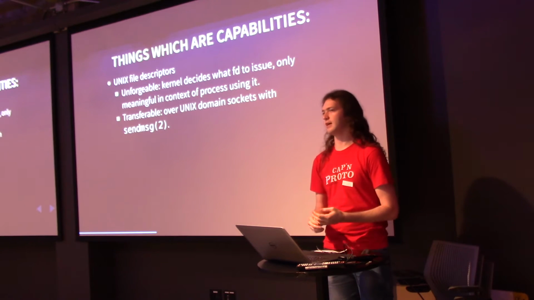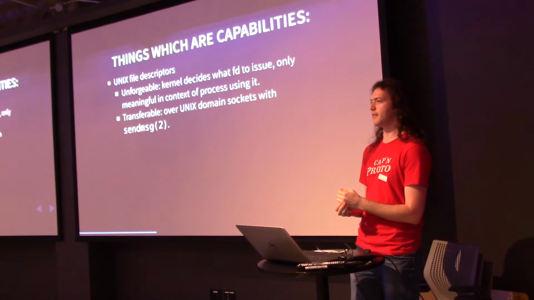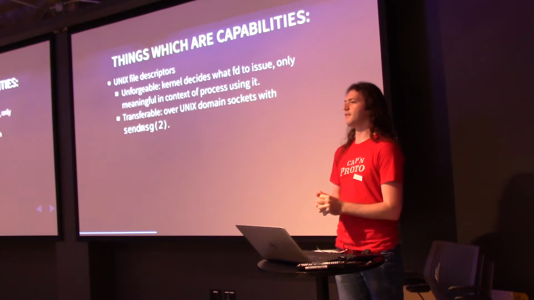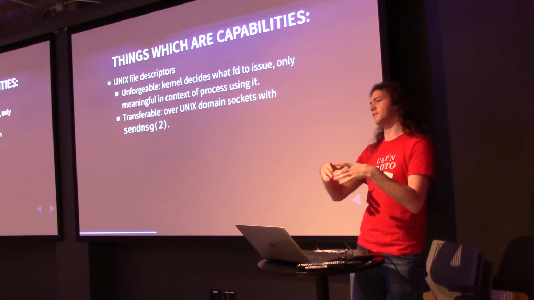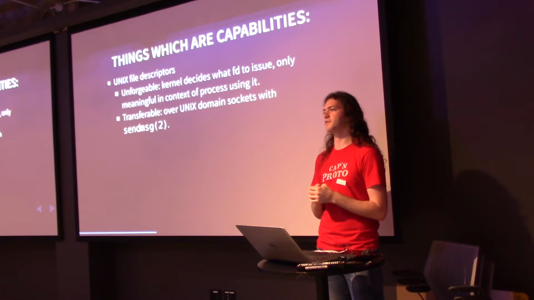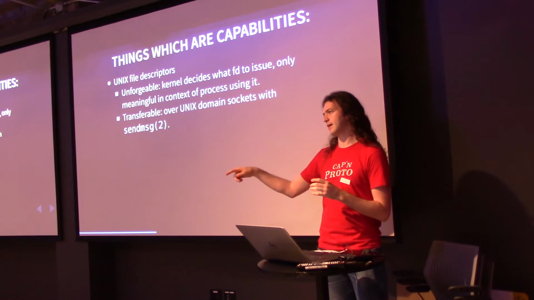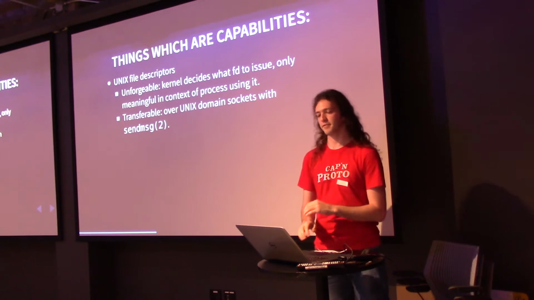They're transferable. One of the lesser-known properties of file descriptors is that you can send them over Unix domain sockets with sendmsg. This allows you to open a file in a higher privileged process and then pass it over the socket to a lower privileged process that wouldn't be able to open it itself. But because you sent it that handle, now it can take actions on just that one file that you provided it.